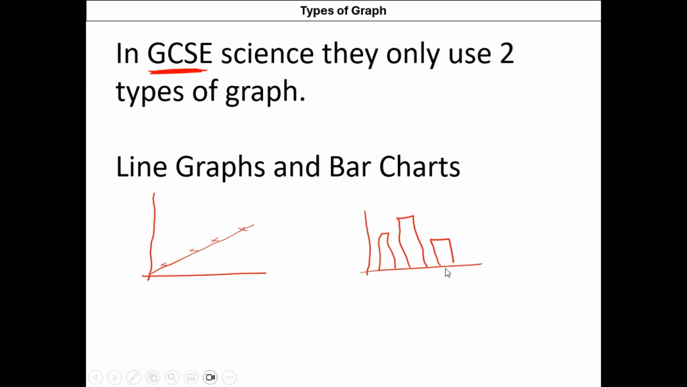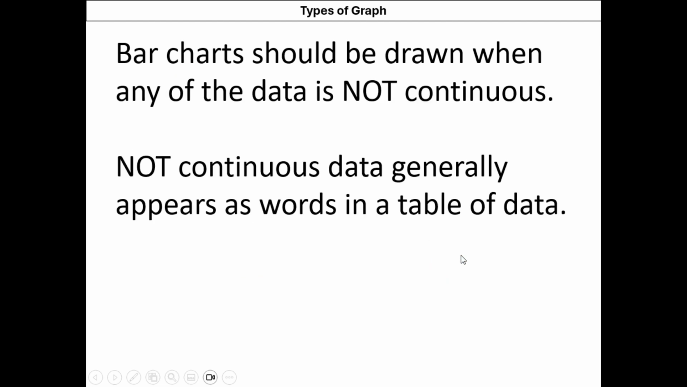Now, which type of graph I should draw depends on the data I have. So, bar charts should be drawn if any of the data is not continuous. So, if I got asked an exam question that said, why has the student drawn a bar chart? It must be because some of the data wasn't continuous. So, if I was asked, why have they drawn a bar chart? I would write this top bit.